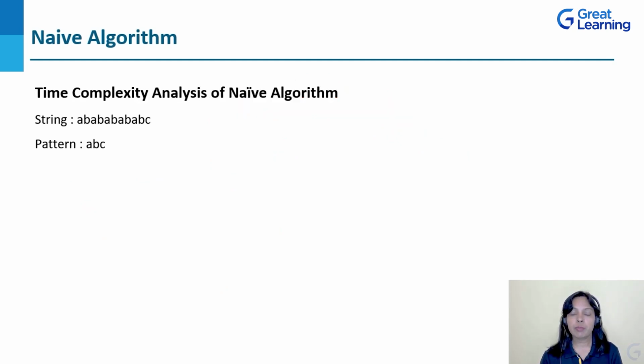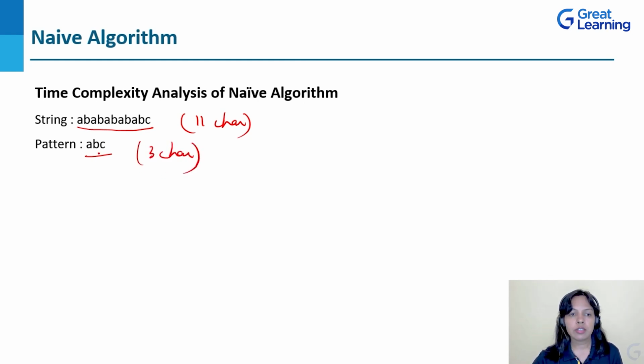Now, with the help of this worst case scenario of the naive algorithm, we'll be able to arrive at the time complexity of the naive algorithm. Okay, so for a given string, the pattern had to be found in the given string, right? Suppose the number of characters in the string is, here if I take the example, 1, 2, 3, 4, 5, 6, 7, 8, 9, 10, 11. So 11 characters are there in the string, and in the pattern 3 characters are there.